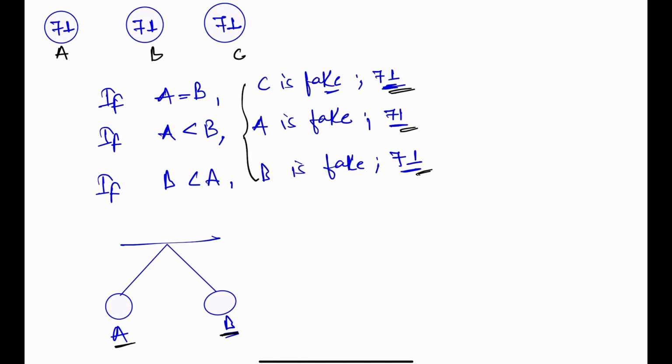If it becomes equal, which means C is fake. If it's less, then A is fake. If it's greater, then B is fake.